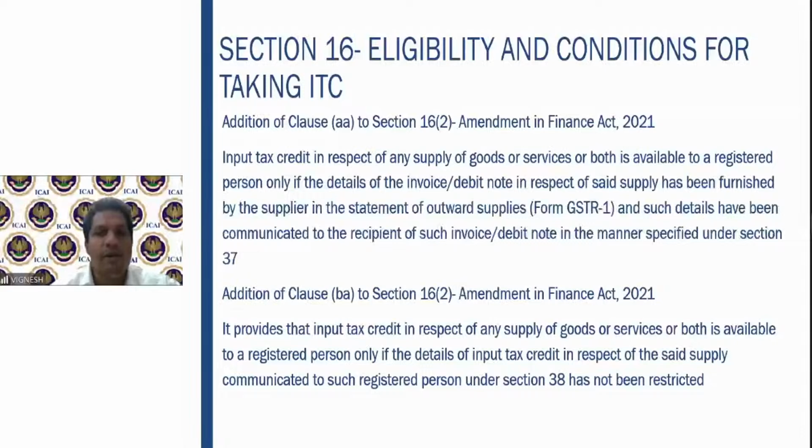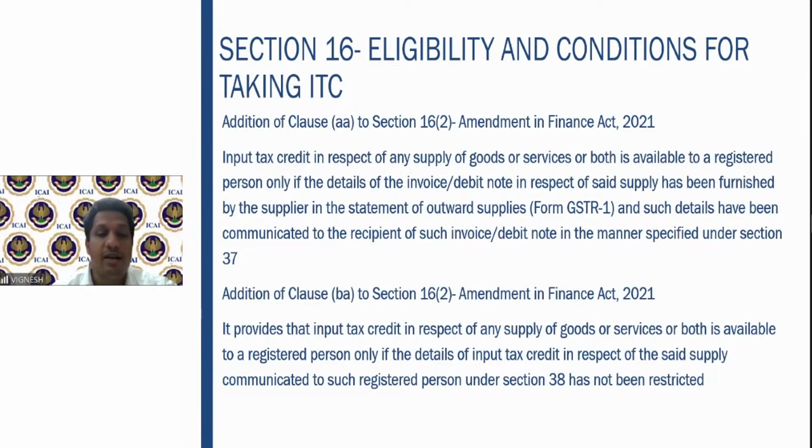So therefore, here what happens? It says that input tax credit is available only if the details of the invoice are furnished in the statement of outward supplies. So if you have to claim the input tax credit, the person from whom you are procuring the goods or services should have filed the sales in the GSTR1, and that amount has to be visible in the manner which is given under section 37.